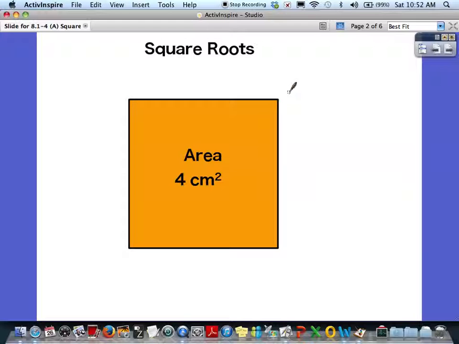Okay, so a square root. A square root is the side length of a square. This is what I mean. We have this square here. It's a real nice square. The area is 4 centimeters squared.